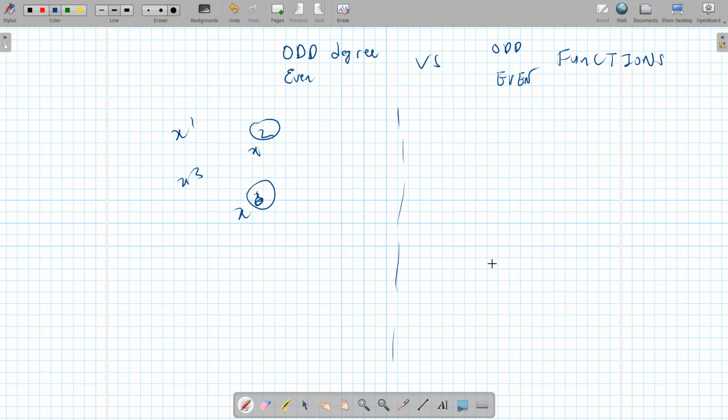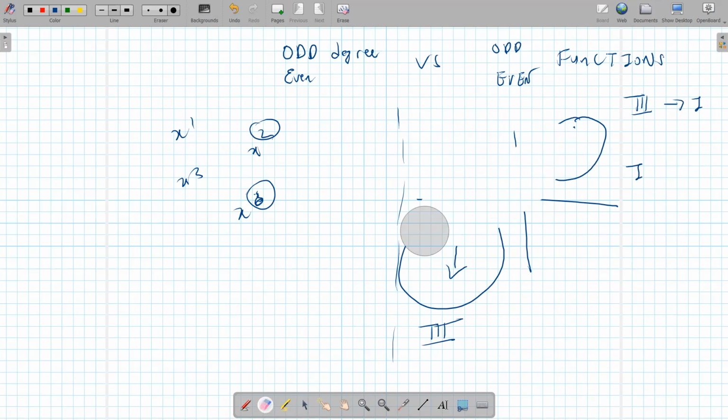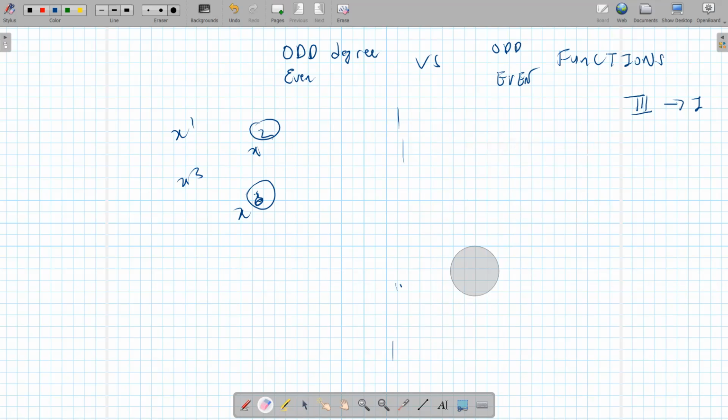But an odd function is something that is reflected around the origin, like x cubed is an odd function. Whatever's down here is reflected diagonally over here. So the quadrant flips. It starts off in the third quadrant, and then it ends in the first quadrant. So if you have something like this, 3 to 1, that's an odd function, but it doesn't have to be a polynomial.